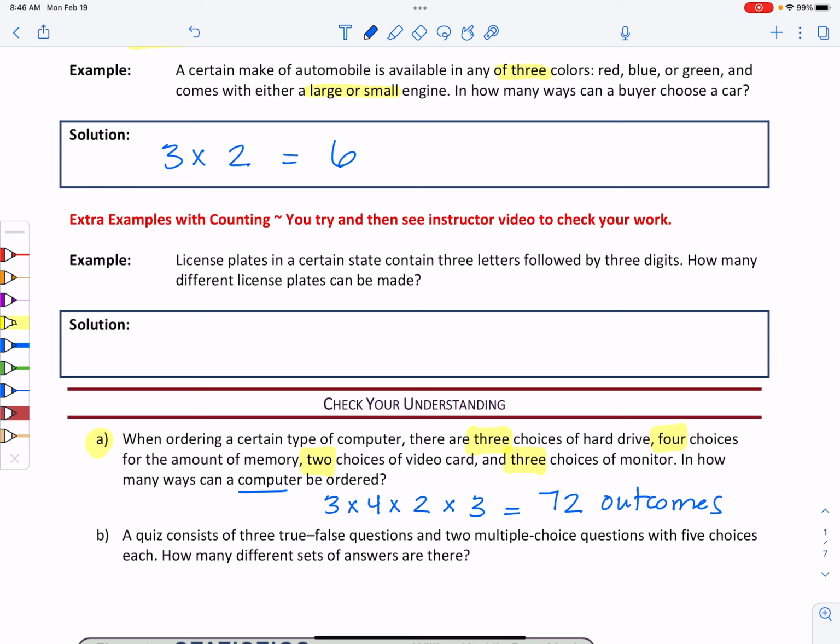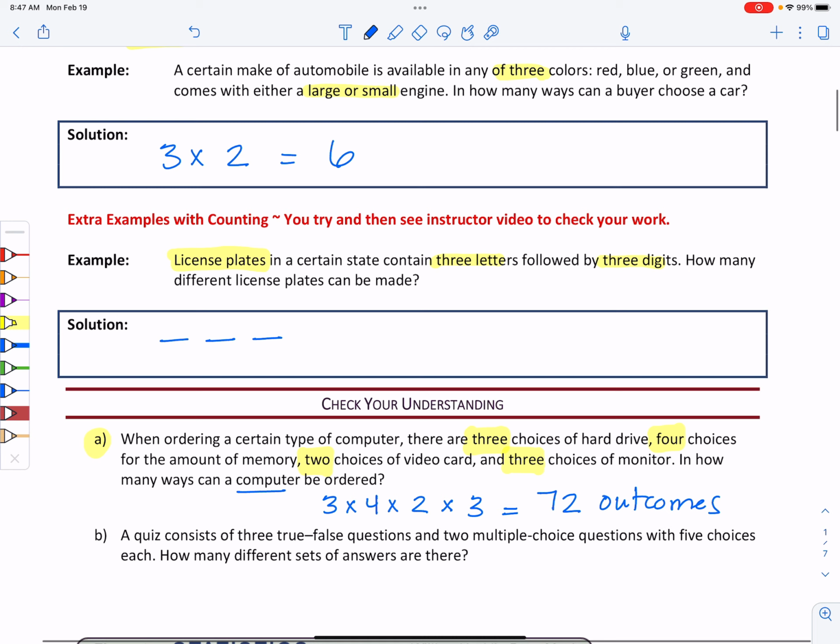Now, sometimes you might not be given the number of outcomes outright. You might have to think about it a little bit more. An example of this is here, when we're looking at creating license plates. What I am told is what needs to be included. I'm going to create a license plate that contains 3 letters. So I'm just going to jot this out for myself. These are going to be 3 letters followed by 3 digits.